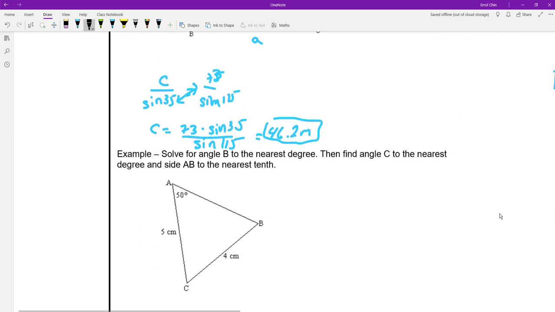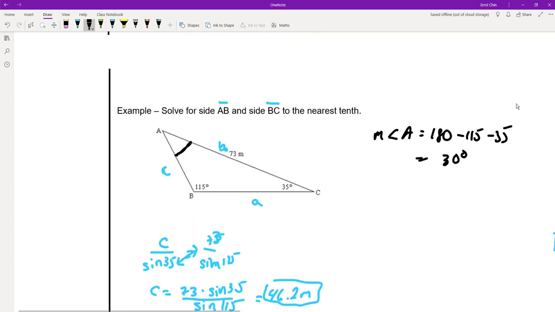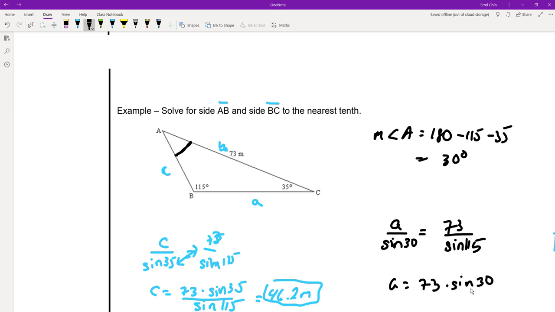Alright, so now, in order to find length a, I'm going to go a over sine of the angle. Do I have a pair of corresponding angle and side? Well, again, I'm going to use these, and it's going to be 73 over sine 115. Grade 11s, if you're looking for length, set up the problem with a in the numerator. So then a is equal to 73 times sine 30 over sine 115.